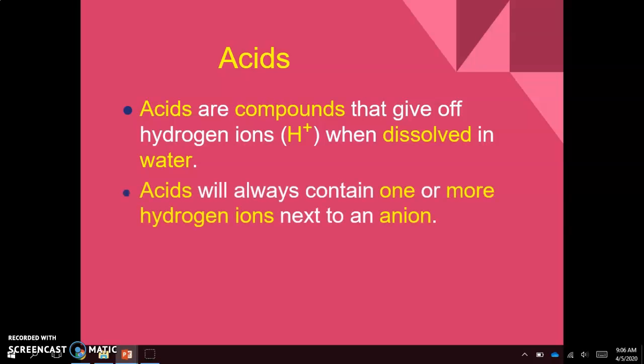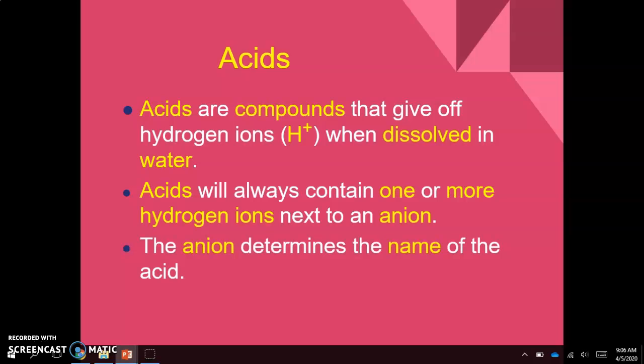Acids will always contain one or more hydrogen ions next to an anion. And remember, our anions are non-metals. So we're always going to see a hydrogen with some sort of anion when we're looking at acids. The anion, not the hydrogen, is going to determine the name of the acid. Whatever non-metallic substance it is attached to determines the name of our acid.